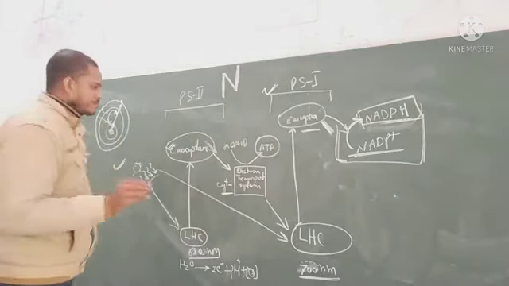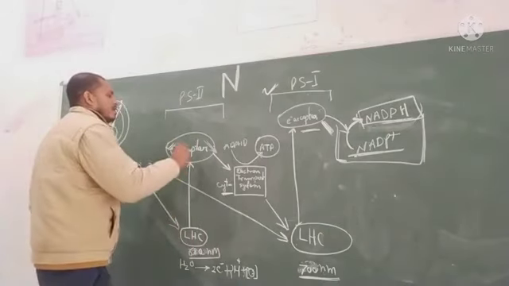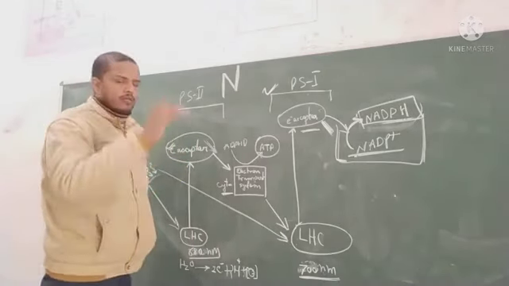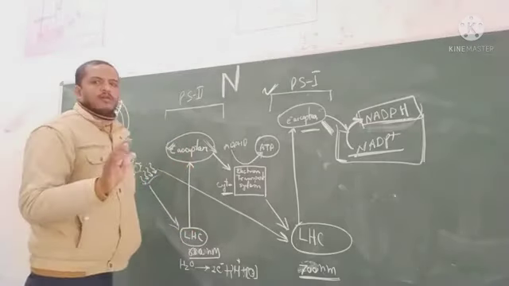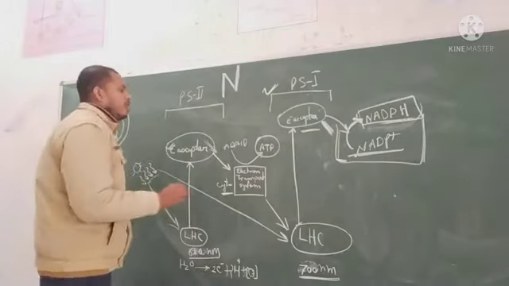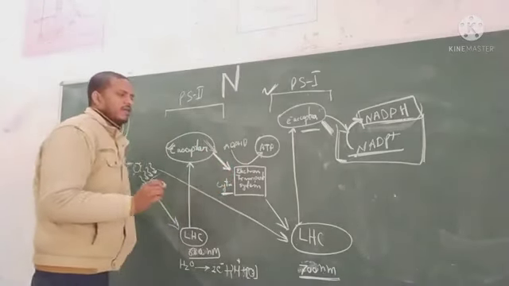That reduction and oxidation reaction causes the excited electrons to move downhill. Now, during the downhill movement, there are again electron acceptors there.